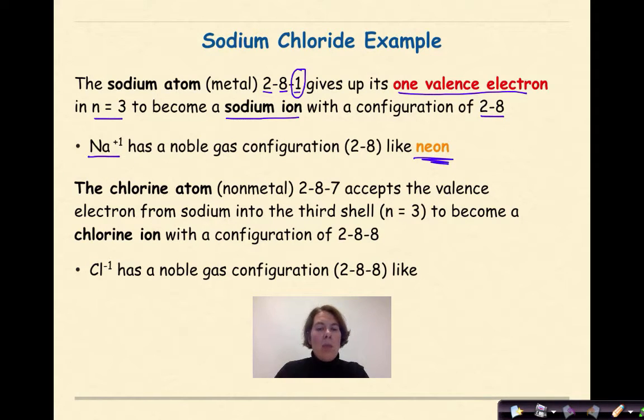The chlorine atom, a nonmetal with an electron configuration of 2-8-7, will accept the valence electron from the sodium into its third shell to become a chloride ion with a configuration of 2-8-8. The chloride ion has a noble gas configuration like argon. So as we can see, in both of these situations, the sodium atom is going to become an ion by giving up its one valence electron. The chlorine atom is going to become a chloride ion by gaining that one electron.